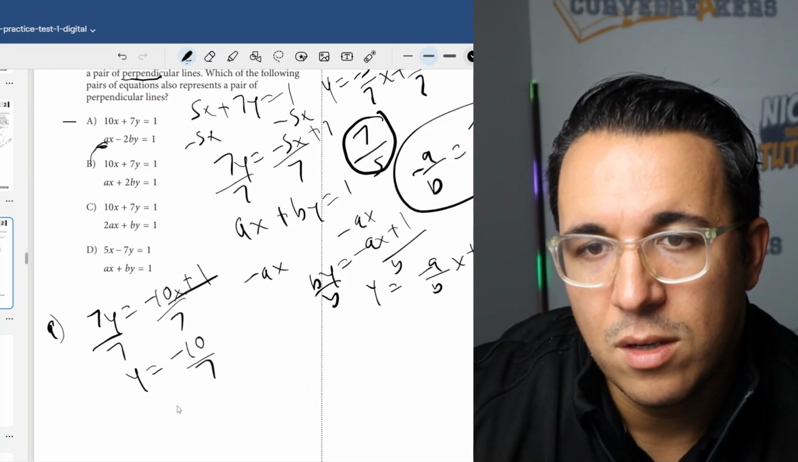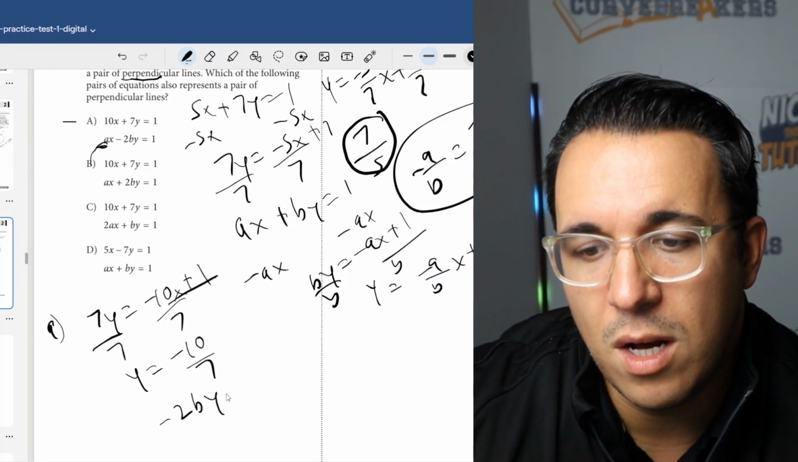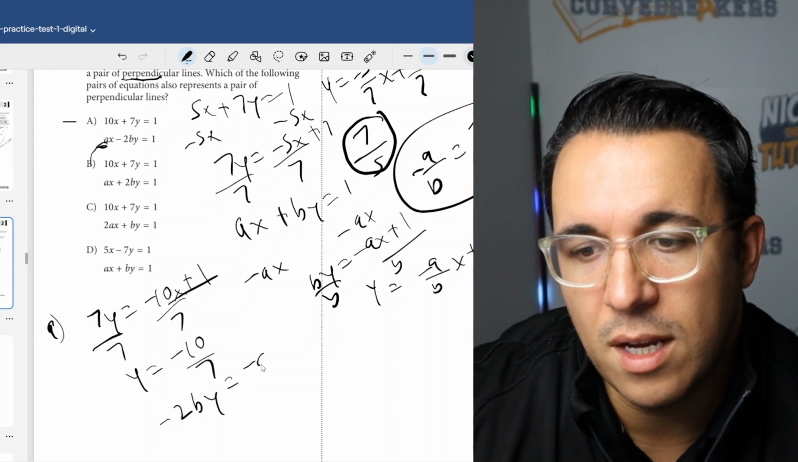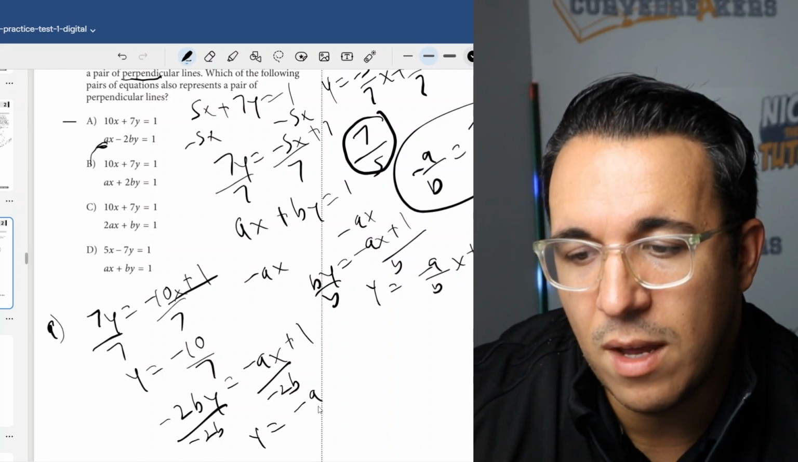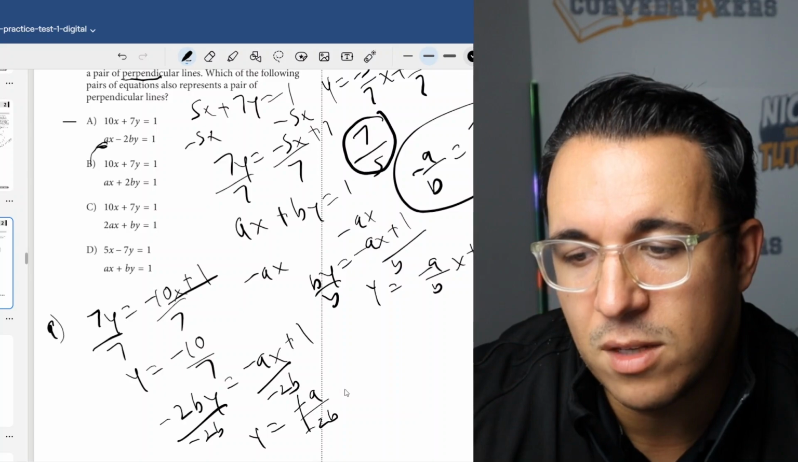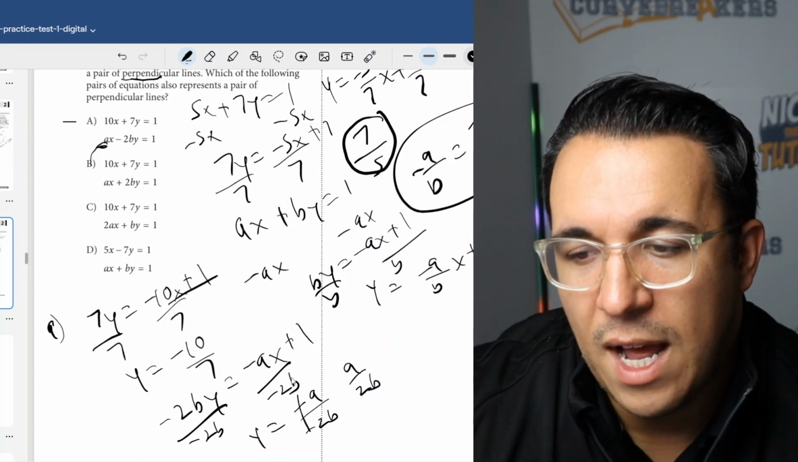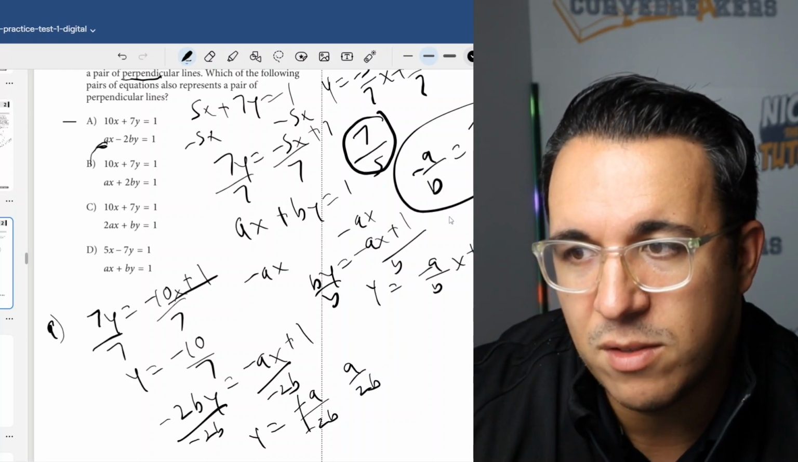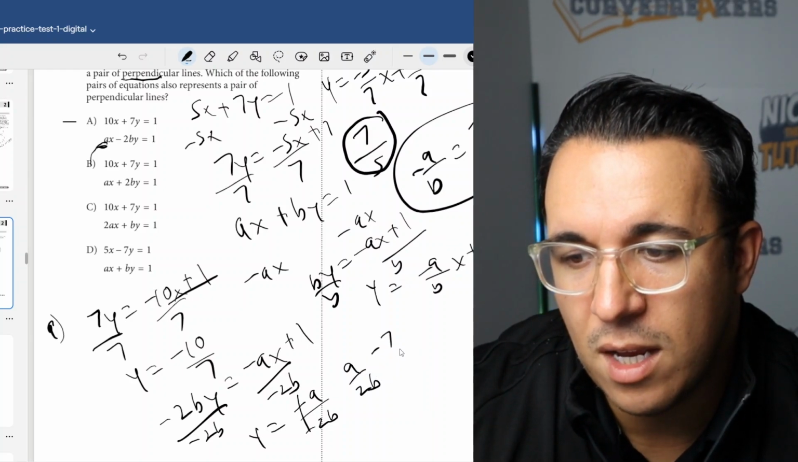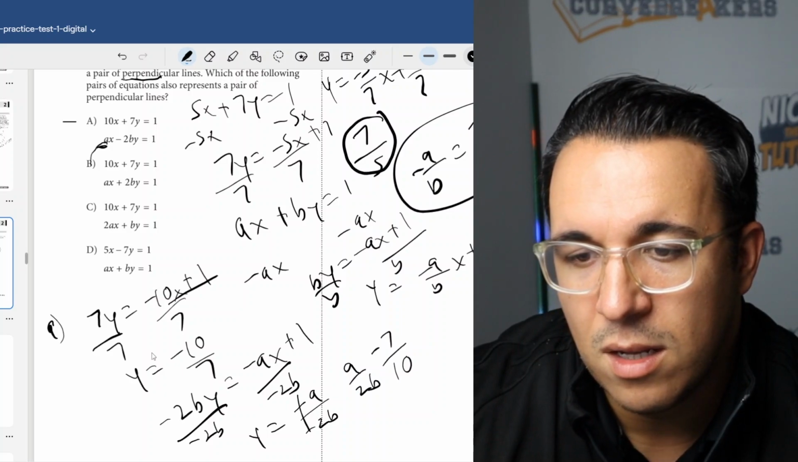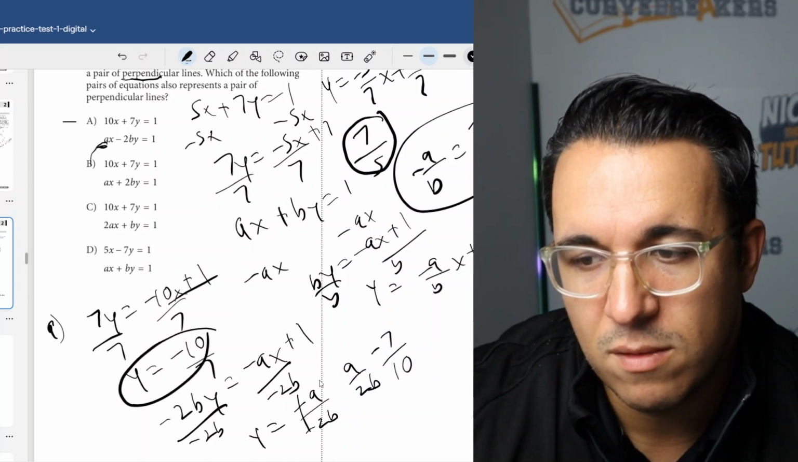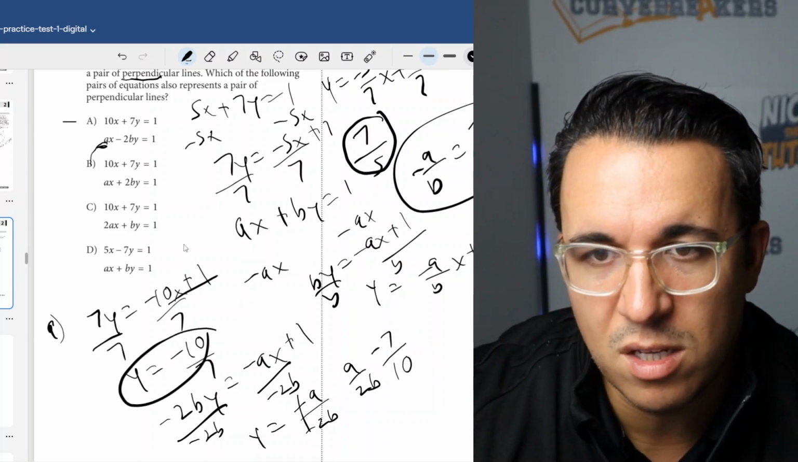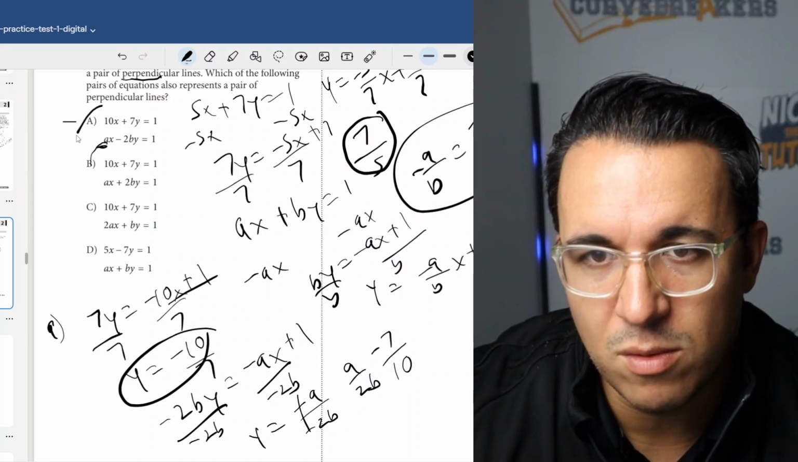Here, we're going to end up with negative 2by equals negative ax plus 1. So we get negative a over negative 2b. The negatives cancel out, so a over 2b. Now, the perpendicular, so remember a is negative 7 and b is 5. So we get negative 7 over 10, and that is the reverse of this. Right, so that didn't work. We want this to be flip-flopped. We're missing something.